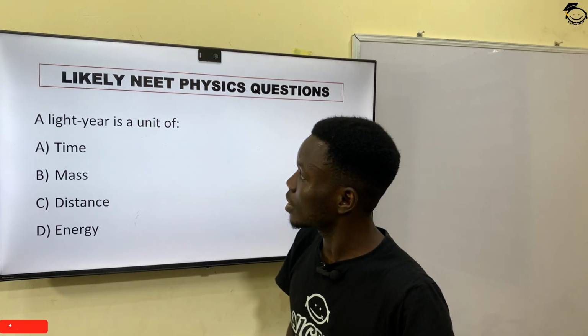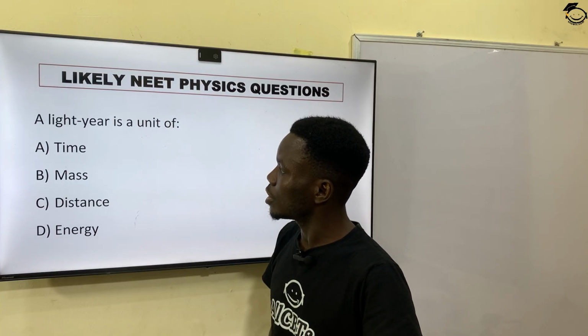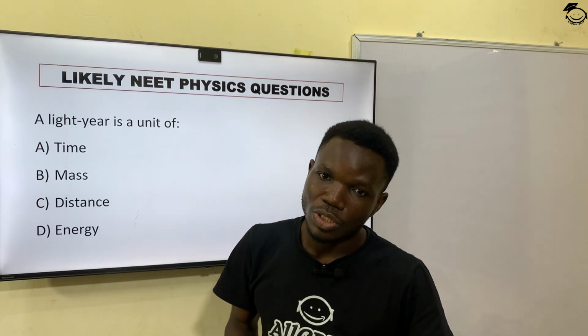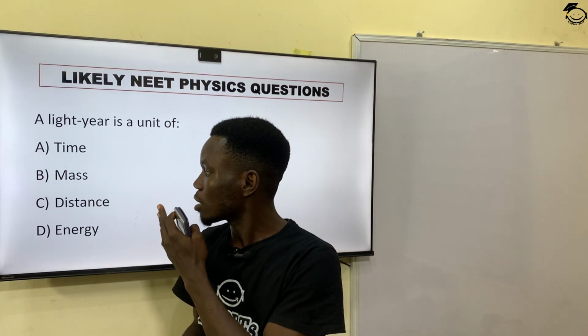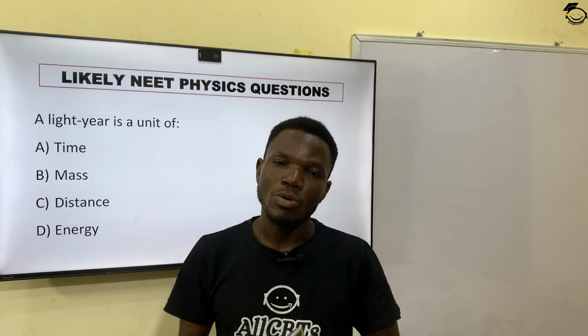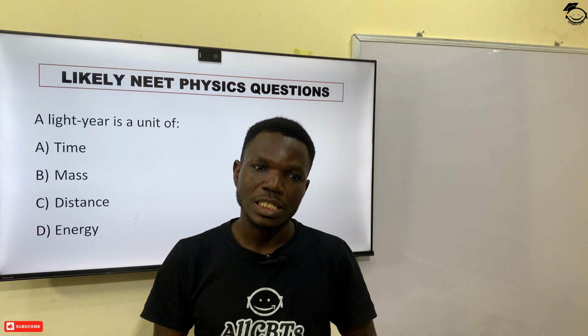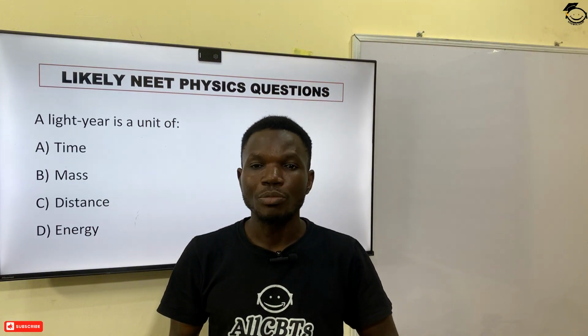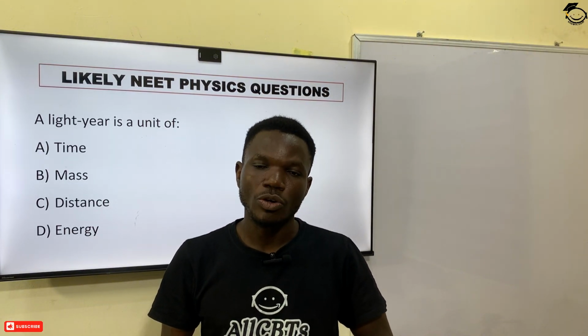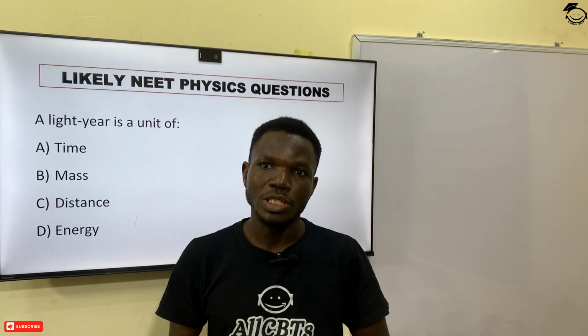The first question says, a light year is a unit of dash. Among the options here, we have time, mass, distance, and energy. One of the units for measuring distance in space is called a light year. So the correct answer is option C, which is distance.